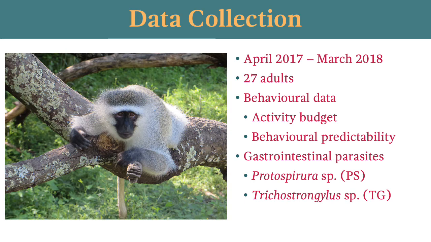I focused on two genera here, given their higher prevalence in the population. These were Protospirura, which I will refer to as PS, and Trichostrongylus, which I will refer to as TG to keep things simpler. I also quantified food availability.